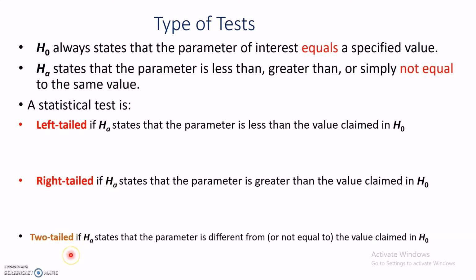And a hypothesis test will be a two-tailed test if the alternative hypothesis states that the parameter is different from, not equal to, the value claimed in the null hypothesis, right? Different from means we don't know if it is less than or greater than. We just know that it's different from that. Then we make it a two-tailed test. So I will show you what I mean by that. Let me show you the picture and you will probably understand it better.